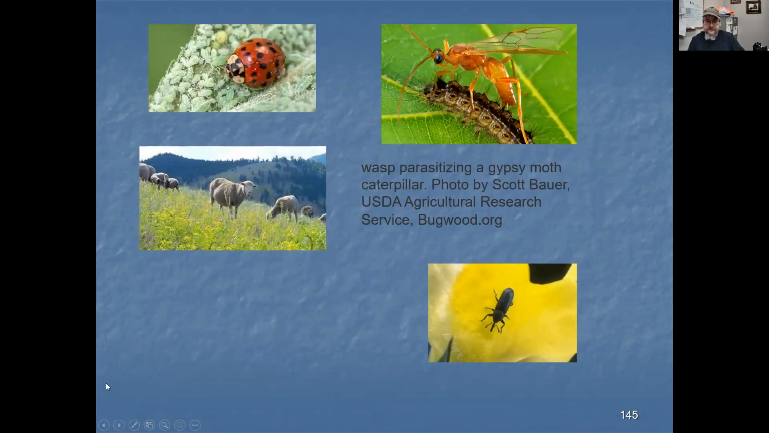Here's some pictures of some beneficial insects. You've seen this one already. So this is a ladybug feeding on aphids. Okay. Parasitizing wasp, feeding on a gypsy moth caterpillar. This would be, I believe, the toadflax weevil, I believe. This here would be sheep grazing on leafy spurge. So, these are biological controls. So, other species controlling pests.